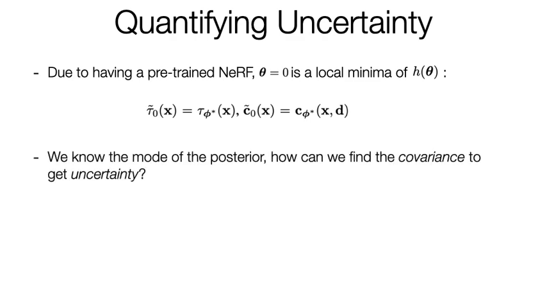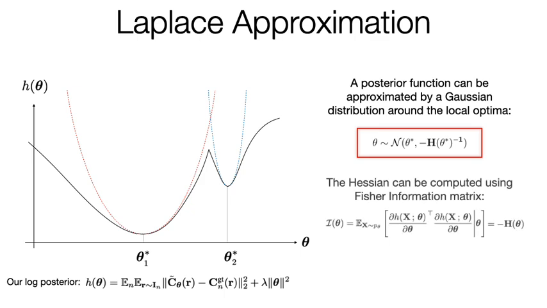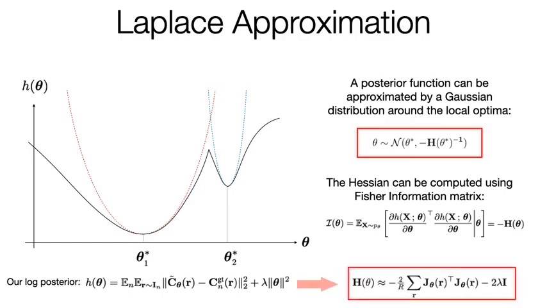Now that we know the mode of the posterior, how can we find the covariance to get uncertainty? We employ the Laplace approximation as a well-suited tool. The Laplace approximation states that at the local minimum, the posterior can be approximated by a Gaussian distribution. The covariance matrix of this distribution is the negative inverse of the Hessian of the log posterior at the local minimum. Under reasonable regularity assumptions, the Hessian simplifies to Jacobian transpose Jacobian. This yields our ultimate formulation of uncertainty at zero deformation.